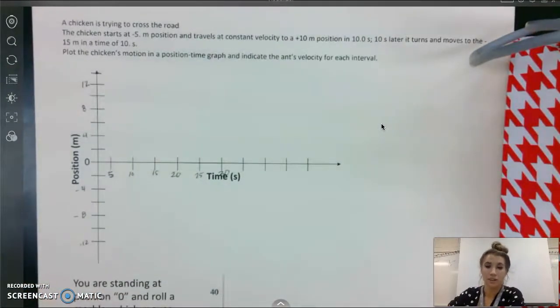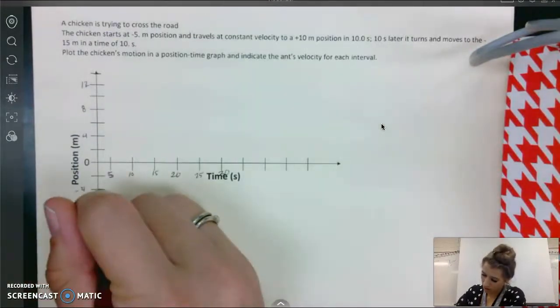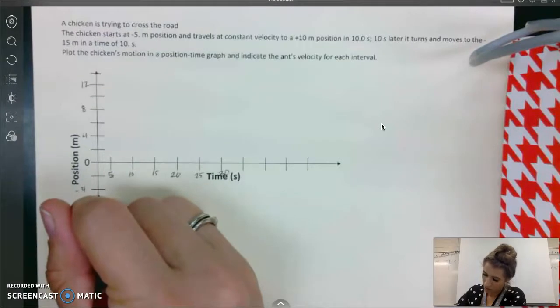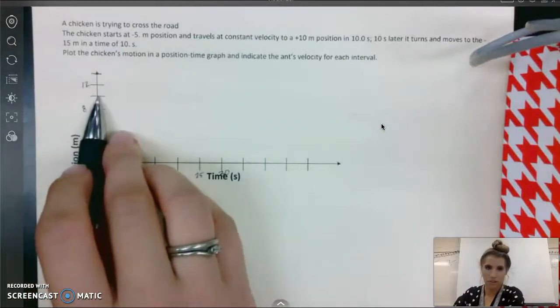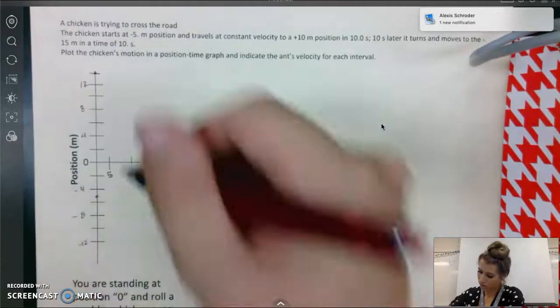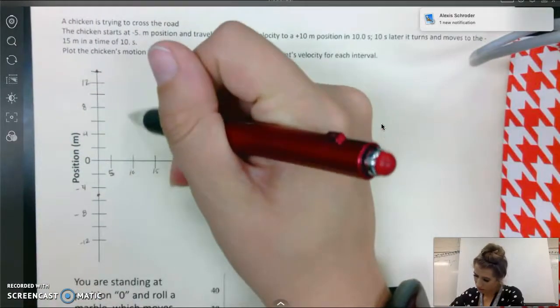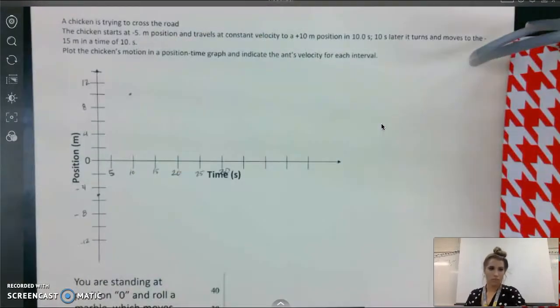All right, let's look at this. A chicken starts at -5 meters, so we're starting at -5, and travels at a constant velocity to a +10 meter position. So we're going to move all the way to a +10 meter position, and this happens in 10 seconds. Here's my 10 seconds, and we're at a position of +10.